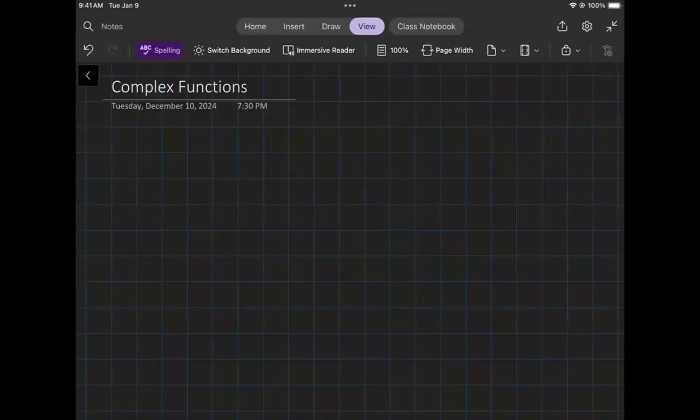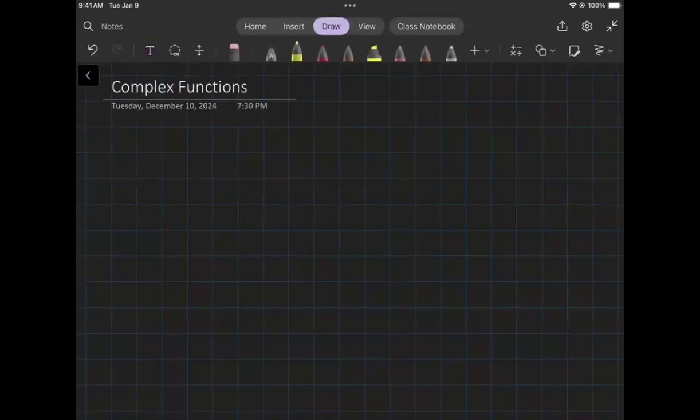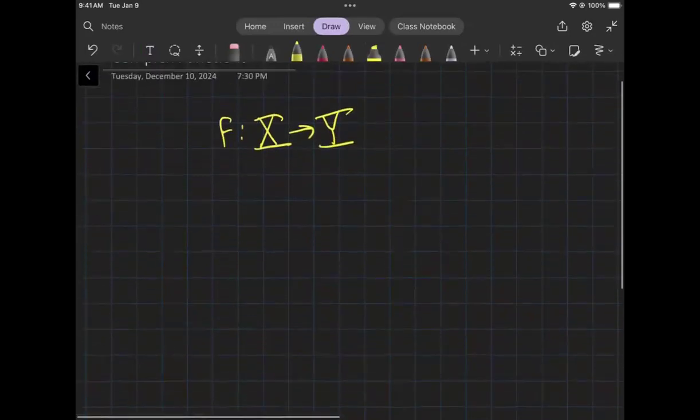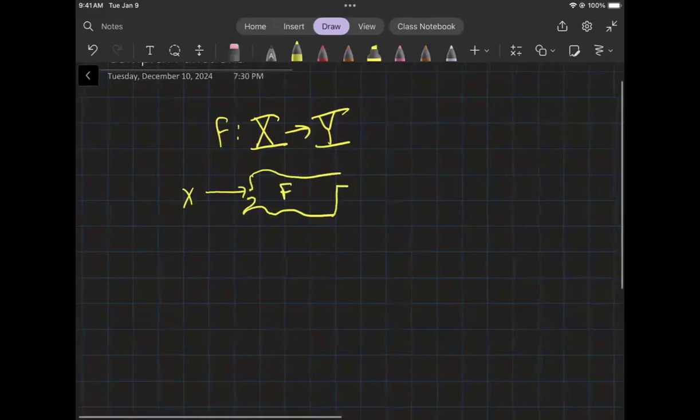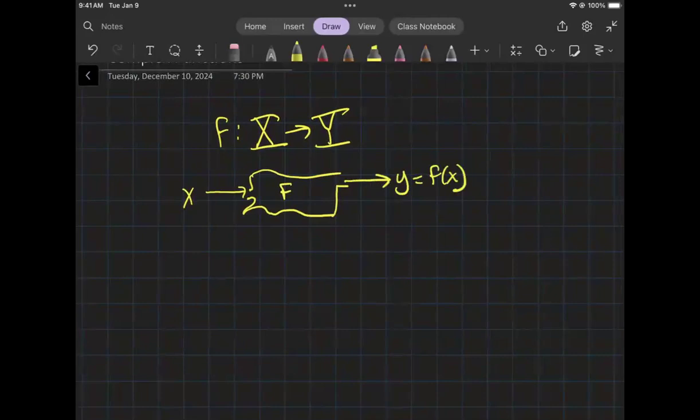So usually with a function, it has an input set, right? And it has an output set, right? Going back to college algebra, a function is you have a number and we want to input it into some machine, some function machine called f, and what spits out is a y value, which is f of x, right?